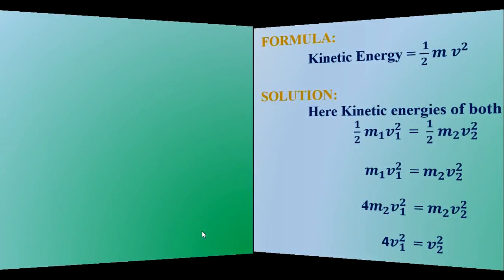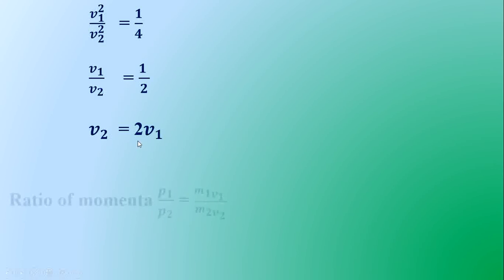V2 squared. Now we have to write it like this: V1 squared by V2 squared is equal to 1 by 4. That is, we have to bring the velocity to one side and the numerical value to the other side. Now we have to remove the square on both sides. So we write V1 by V2 is equal to 1 by 2. Now we cross multiply this, V2 into 1 and 2 into V1. So V2 is equal to 2V1.